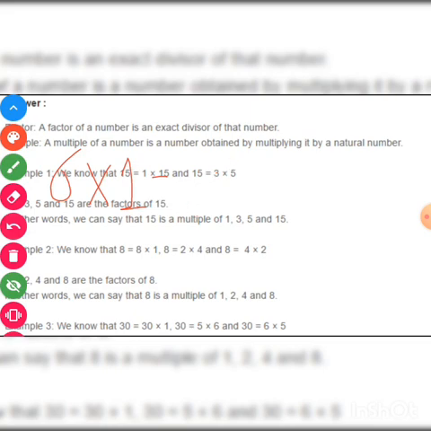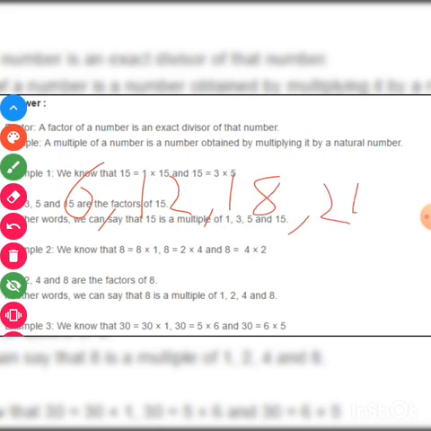Now the next multiple of 6 is when it is multiplied by 2 and you get 12. Similarly, when 6 is multiplied by 3, you get 18. So 18 is a multiple of 6. Now we can write the multiples of 6 as 6, 12, 18, 24 and so on.